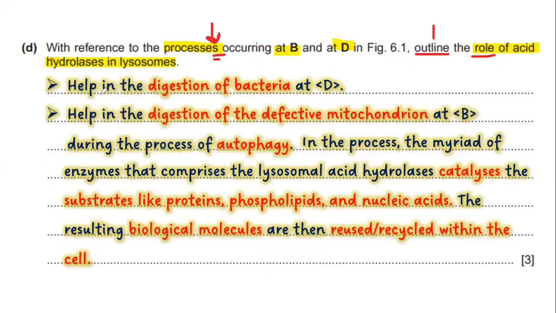So, with reference to the processes, outline the role. It helped in digestion of bacteria at D, and it helped in digestion of the defective mitochondrion at B. During the process called autophagy, the myriad of enzymes that comprise the lysosomal acid hydrolases catalyze the breakdown of substrates like proteins, phospholipids, and nucleic acids. And the resulting biological molecules are then reused, recycled within the cell. And that is your full answer for 3 marks.